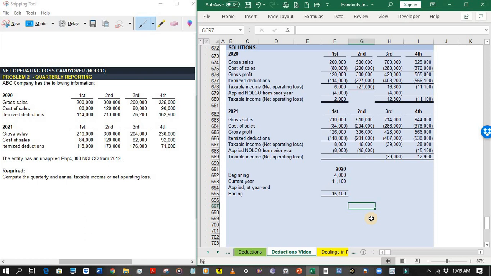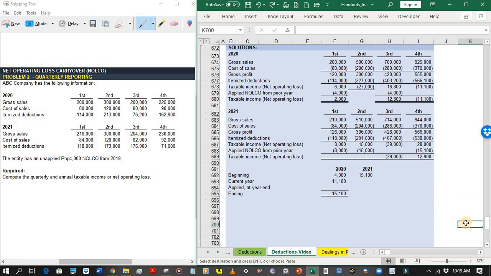So let us now update our NOLCO. In 2021, our beginning balance is 15,100. Again, in 2020, the NOLCO increased by 11,100 because the result of operation in 2020 has a net operating loss of 11,100. So instead of decreasing the NOLCO of 4,000, it increased to 15,100 by the end of the year 2020. So this is our beginning balance for 2021.